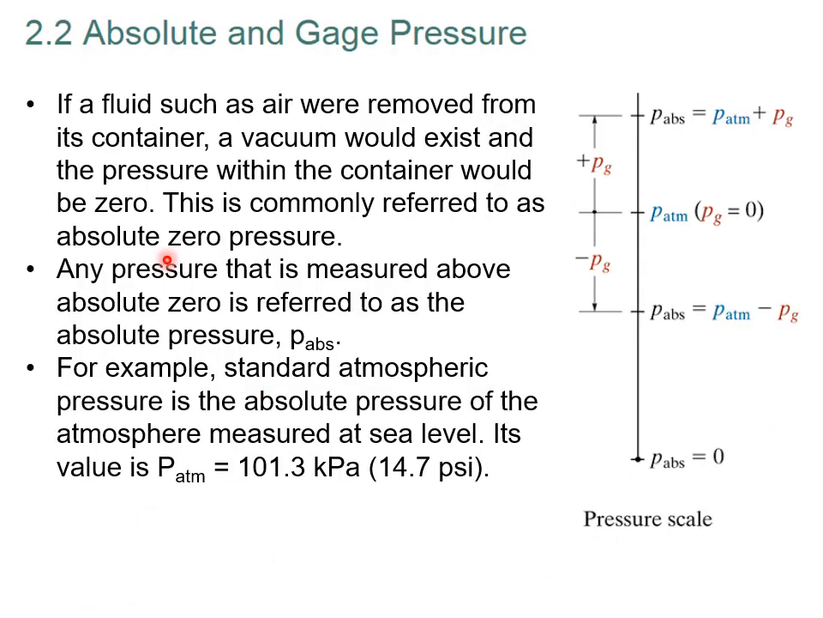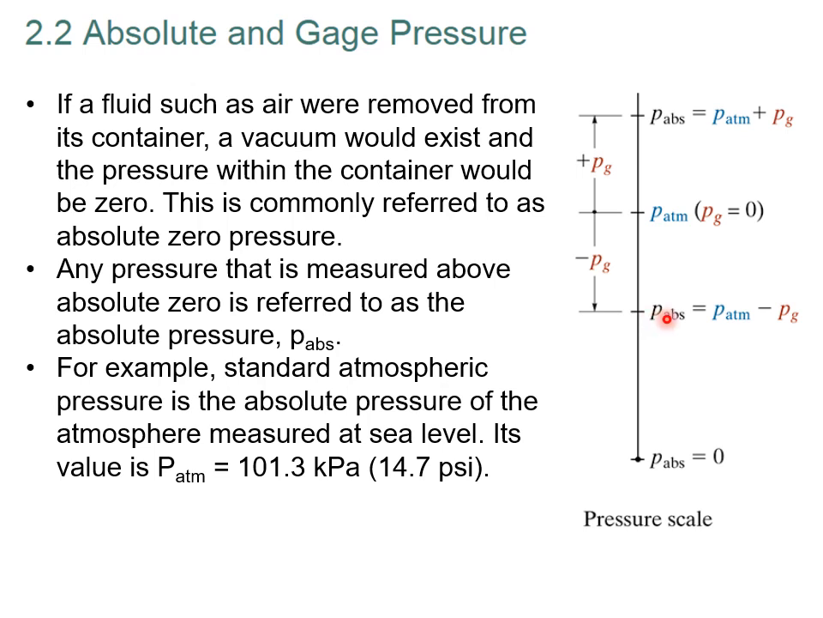One term that often confuses students is the difference between absolute and gauge pressure. So let's imagine a container where we were able to take all the air out of the container. The pressure inside the container then would be zero, what's referred to as absolute zero, no pressure at all. So here on a pressure scale, we start with absolute zero, no pressure. Any pressure that's measured above absolute zero is referred to as the absolute pressure, and we show that by a P with a little abs symbol below it.